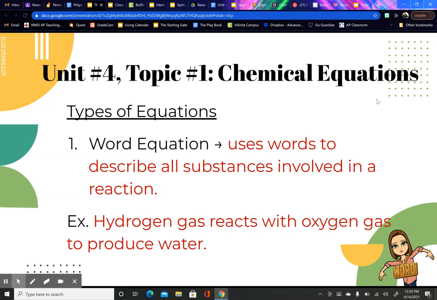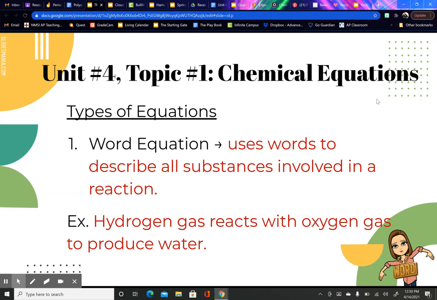And a word equation describes all of the substances that are involved in a reaction, literally just using words. You probably won't see any symbols at all. You won't see any arrows. You won't see any kind of chemical symbols. It's going to be words alone. So it's the real sentence that tells the story. So an example of this would be if I were trying to tell you what the word equation for the formation of water is, I would say hydrogen gas reacts with oxygen gas to produce water.